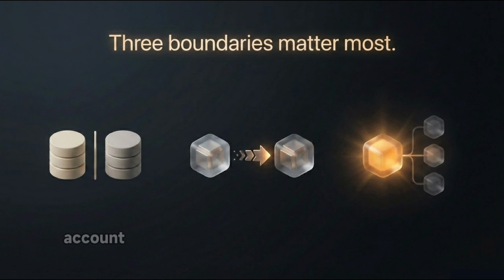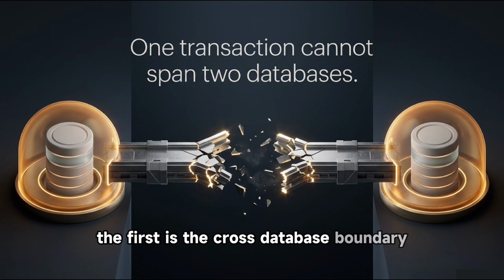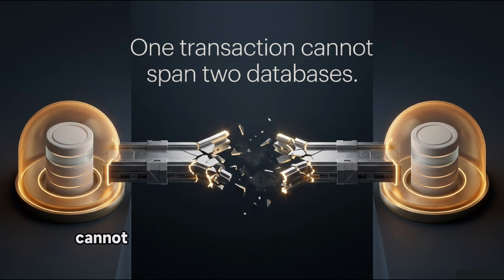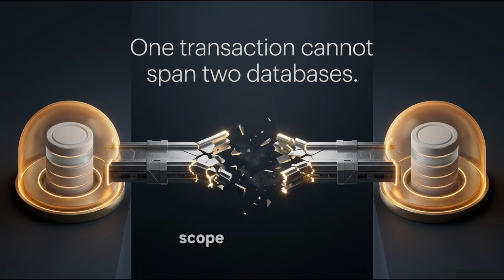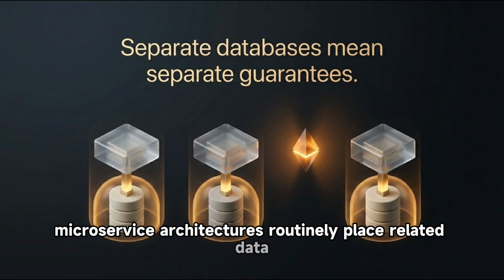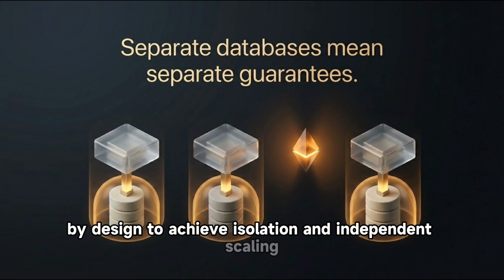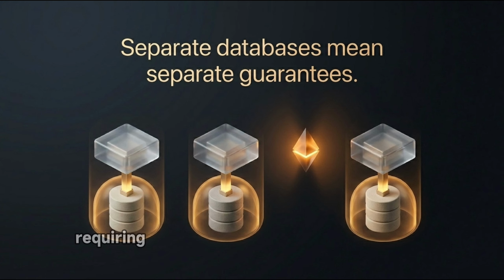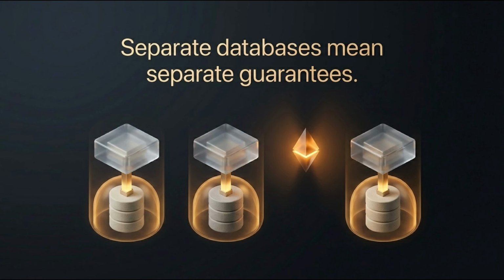Three scope boundaries account for most production failures of this kind. The first is the cross-database boundary. A single ACID transaction cannot span two separate database instances. This is one of the most frequently violated scope assumptions in practice. Microservice architectures routinely place related data in separate databases, by design, to achieve isolation and independent scaling. The trade-off is that operations requiring consistency across those databases cannot use a single transaction to get it. Each database provides its own guarantee within its own boundary. Nothing provides a guarantee across both.